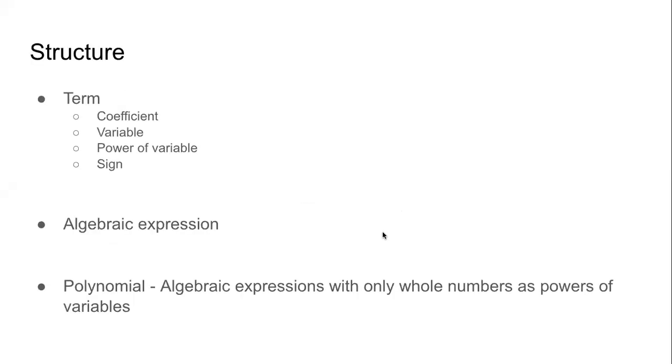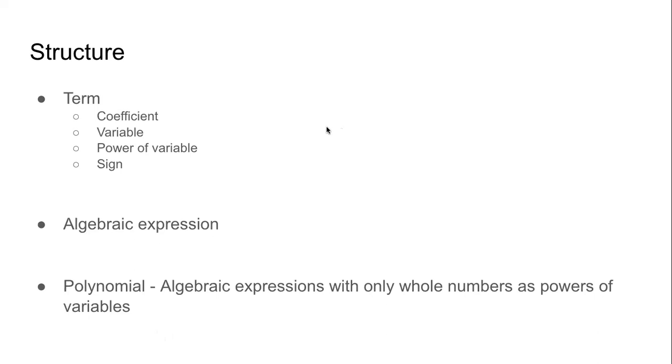Prerequisites, and we will start with the concept of polynomial. When we say polynomial, the first thing that should come to our mind is the word term. Term is the smallest part of a polynomial. A term can have four different parts. A term can have a coefficient, it can have a variable, it can have a power of the variable, and it can have a sign.